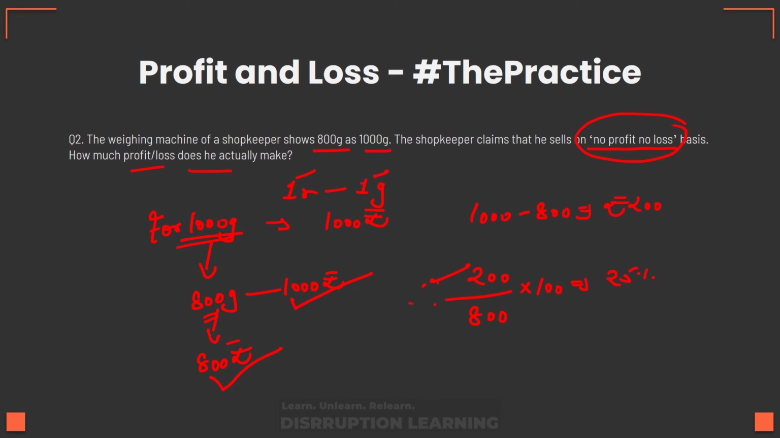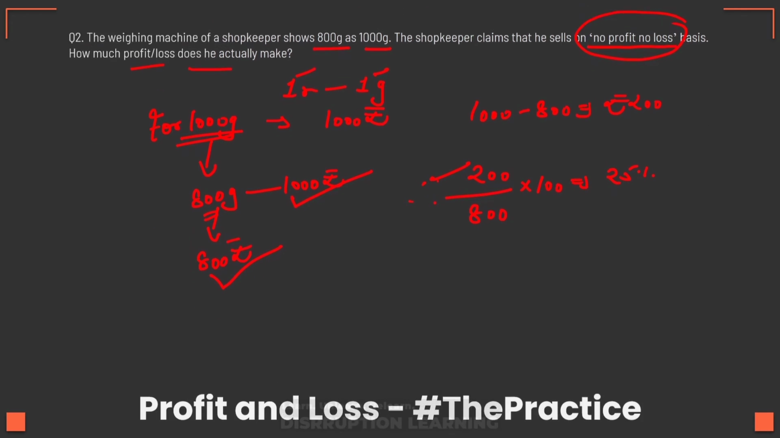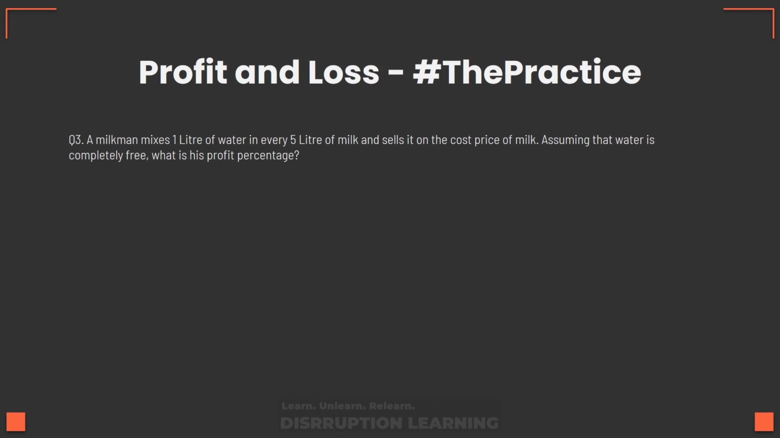Now, let's go to the next question. A milkman mixes 1 liter of water in every 5 liters of milk and sells it at the cost price of milk. Assuming that the water is completely free, what is his profit percentage? Let us assume that the cost price of milk is 10 rupees per liter. The selling price is also 10 rupees per liter, because he sells it at the cost price of milk.